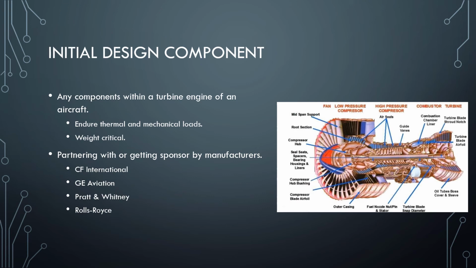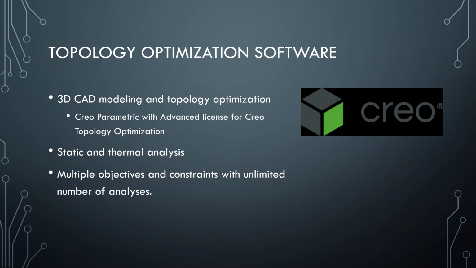Partnering with or getting sponsored by a top commercial aircraft engine manufacturer would be ideal to get these initial design components without executing and performing the design work. Creo Parametric, with the advanced license for Creo topology optimization, would be the software used for the experiment. For the 3D CAD modeling feature, it must have the ability to input any type of 3D CAD file format. It should be user-friendly and it should be easy to pick up.